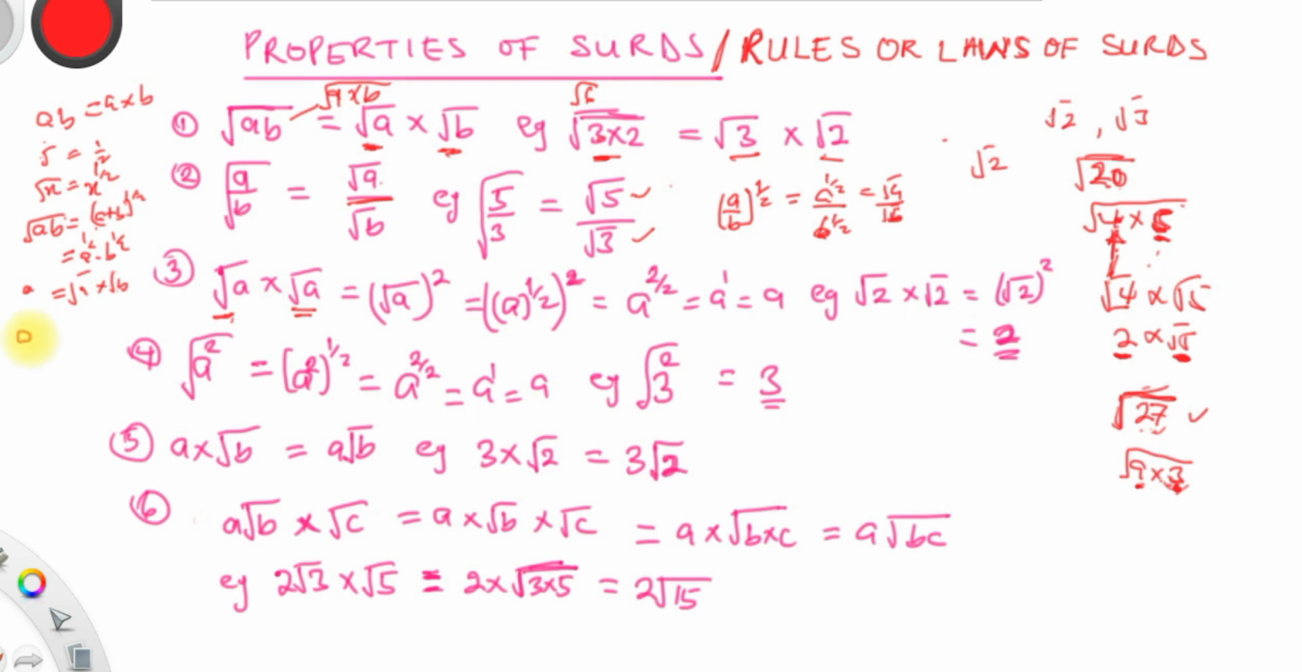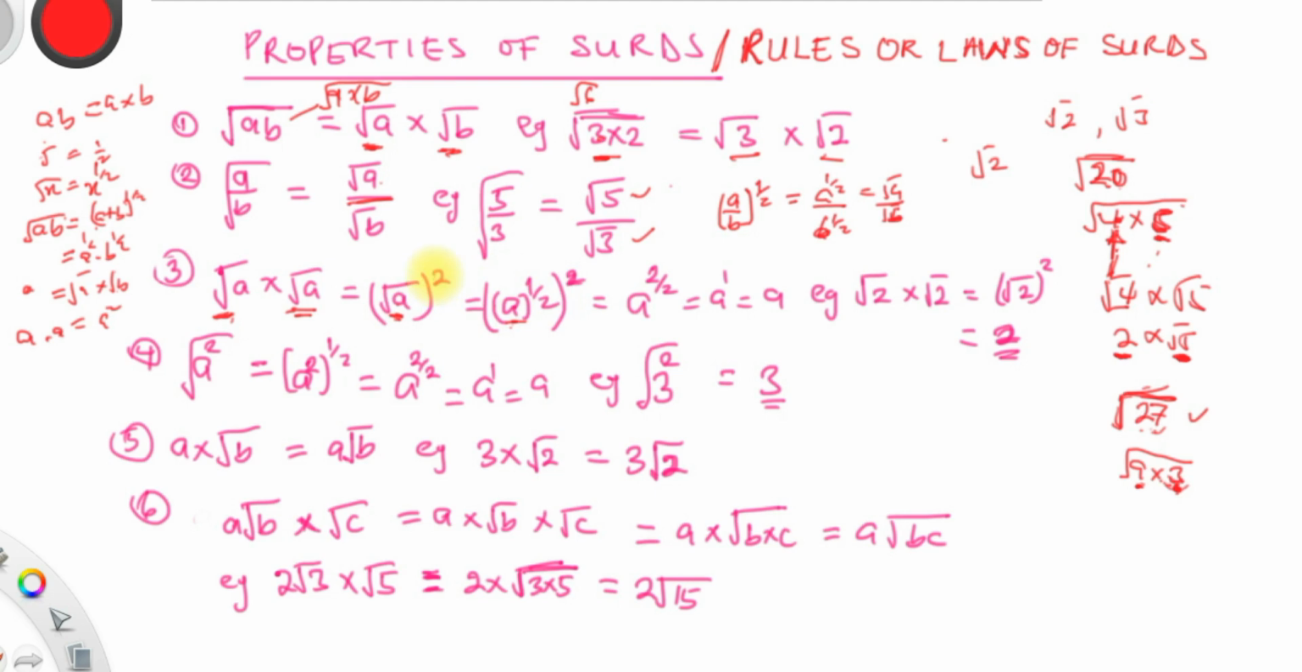A times what? If you have A times A, what is it? A squared. You know that. So if you are having square root of A times square root of A, it is the same as what? Square root of A squared. So square root of A means A raised to the power half. So square root of A is A raised to the power half.